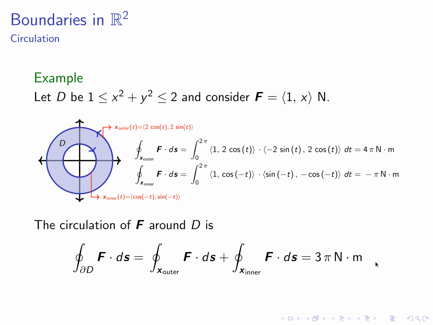So the circulation of a vector field around a domain is by definition the work done by the vector field along the boundary of the domain. And in this problem, the boundary of our domain consists of 2 different curves. So we calculate the work done on both of these curves with the correct orientations, and then we add the 2 results. So circulation equals work done by the vector field on the boundary of the two-dimensional domain.